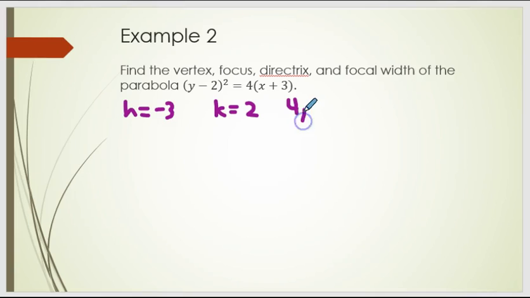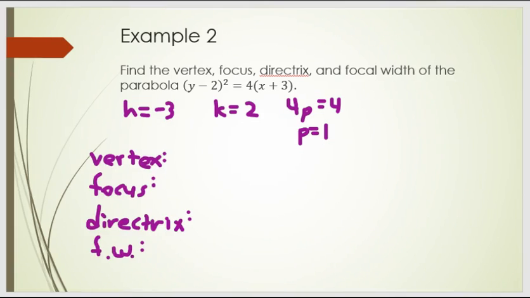And then 4p is the number being multiplied by the first power variable. If it's multiplied by the second power variable, we have to do something different first. But I have x to the first power, that's the first power. So 4 times p is equal to 4 in this case. If you solve this equation, divide both sides by 4, you get p equals 1. So please start off by labeling h, k, and p, and then we can just go through and fill out the 4 component parts.